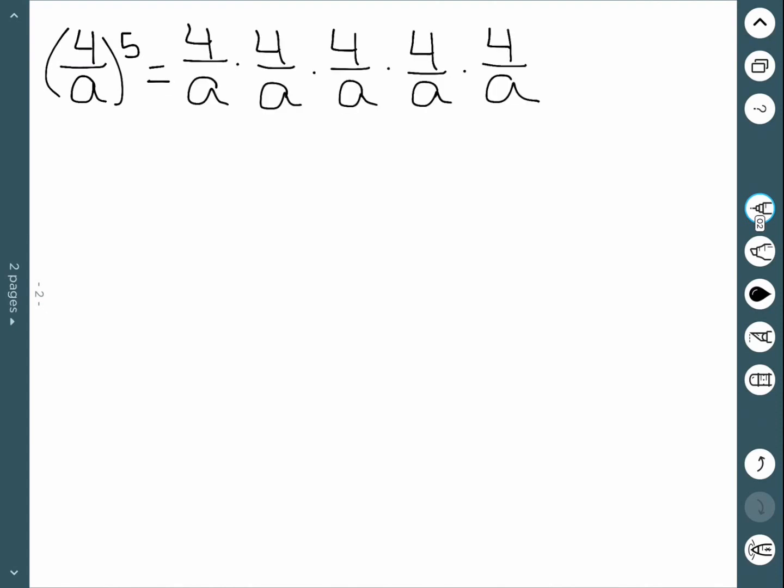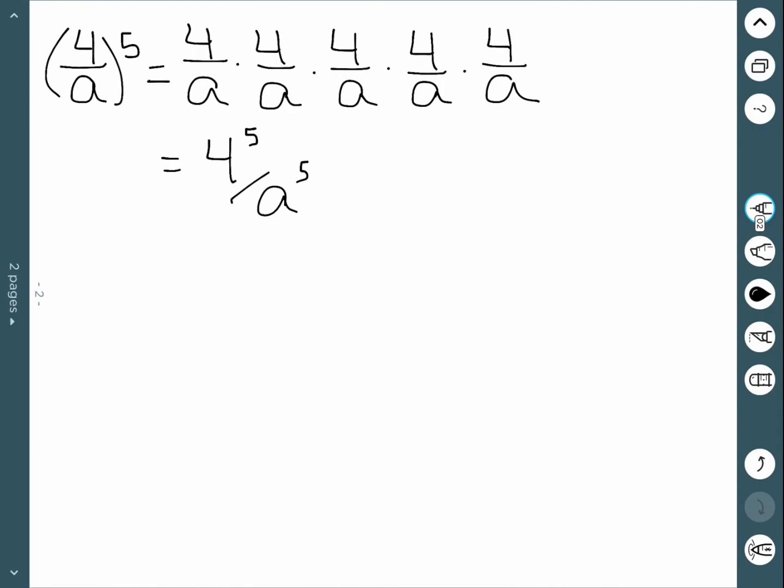Our next example, (4 over a) to the fifth, this means we need to multiply 4 over a by itself 5 times. So when we have this, we see the top of the fractions, we have 5 4's, and on the bottom is 5 a's. Therefore, (4 over a) to the fifth is 4 to the fifth over a to the fifth.